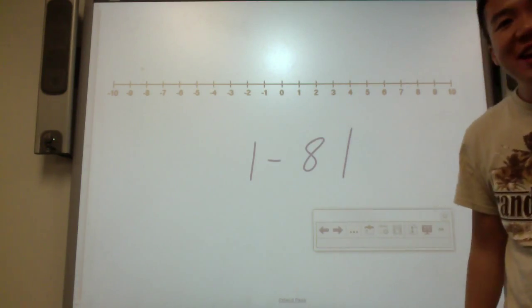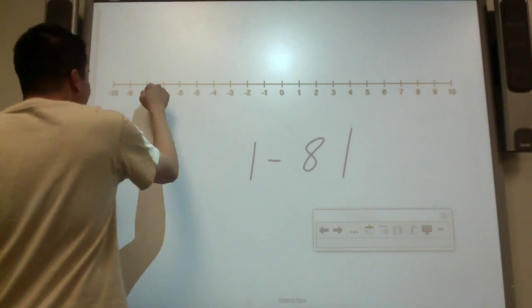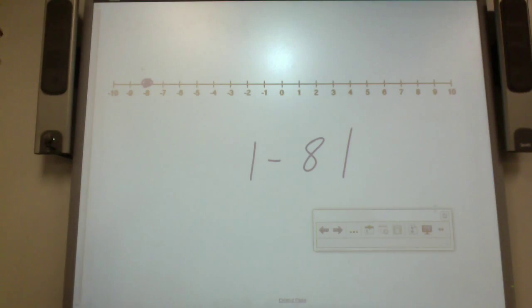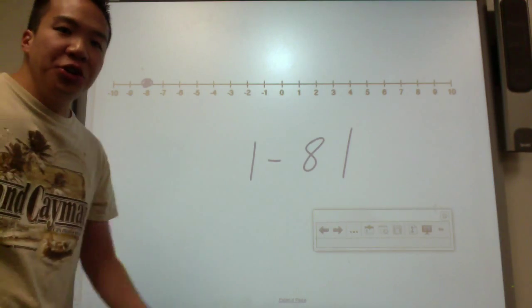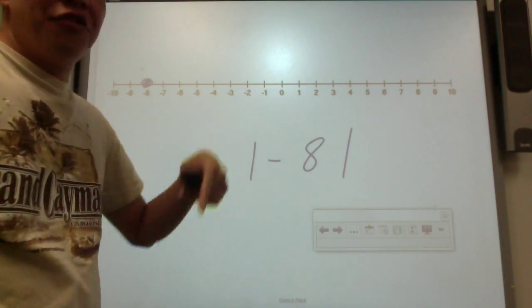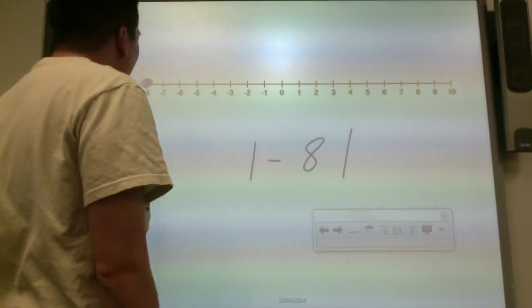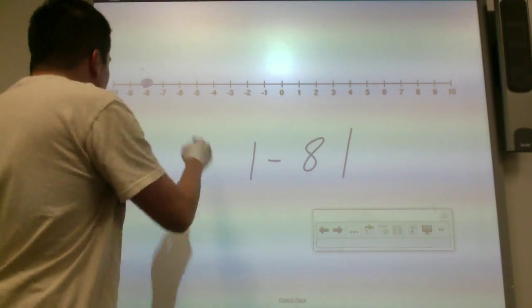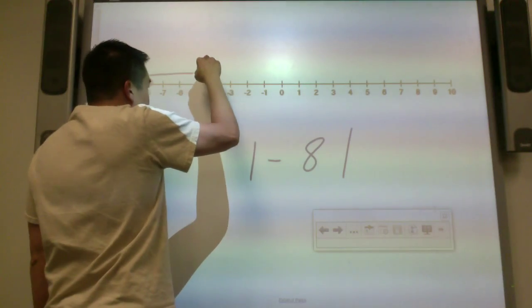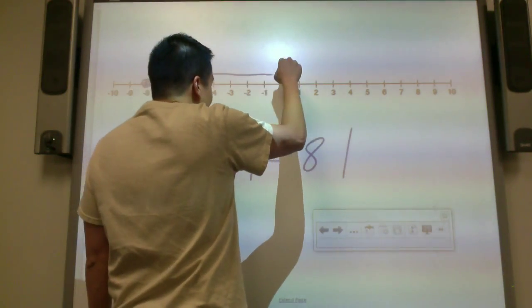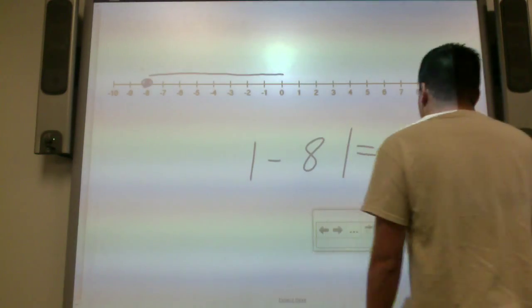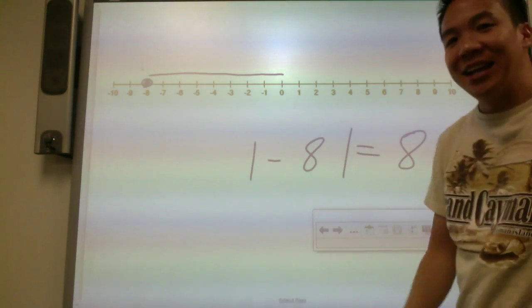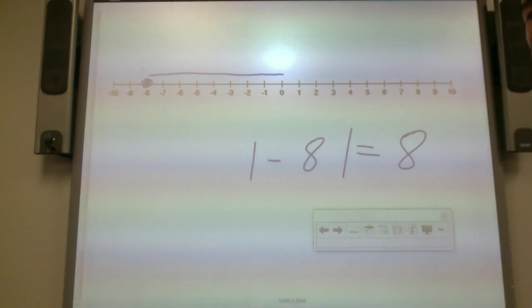Absolute value of negative 8, which is right here. How many units is this from 0? How far is it from 0? 1 unit, 2 units, 3 units, 4 units, 5, 6, 7, 8. Absolute value of negative 8 is 8.